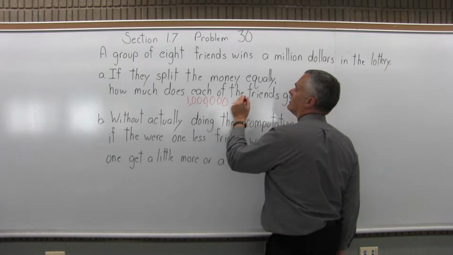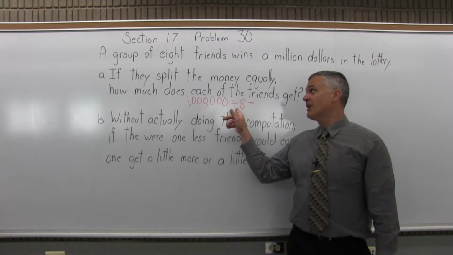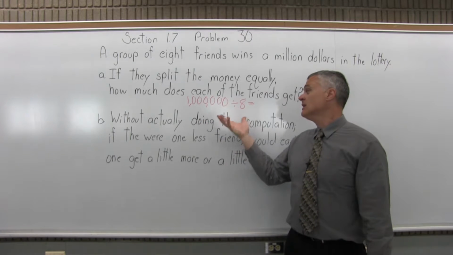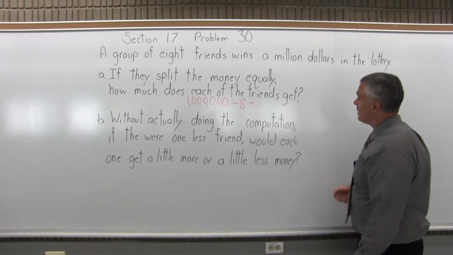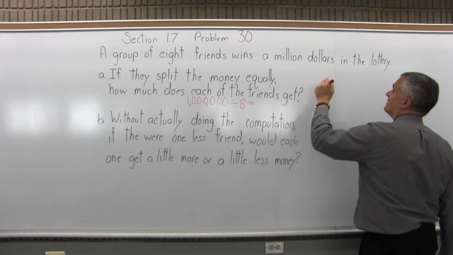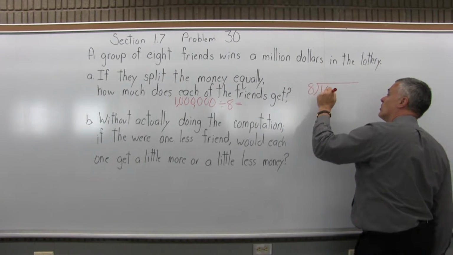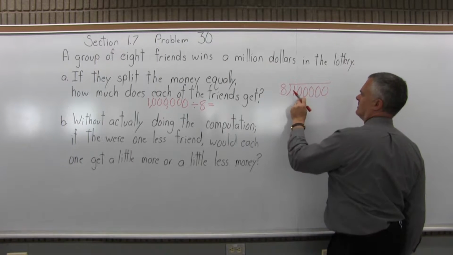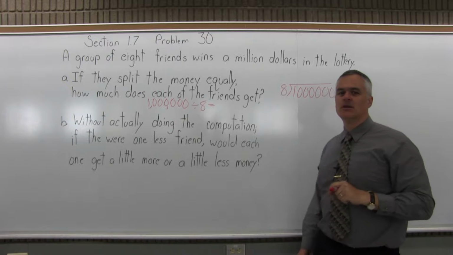If you have a calculator that you can use, you would do 1 million divided by 8, the total winnings divided by the number of people that are going to share the money. And the calculator will tell you the answer right away. Now, if you don't have a calculator and you need to do this problem by hand, it would be 8 divides into 1 million how many times? So 1, 2, 3, 4, 5, one more, 6 zeros for $1 million.